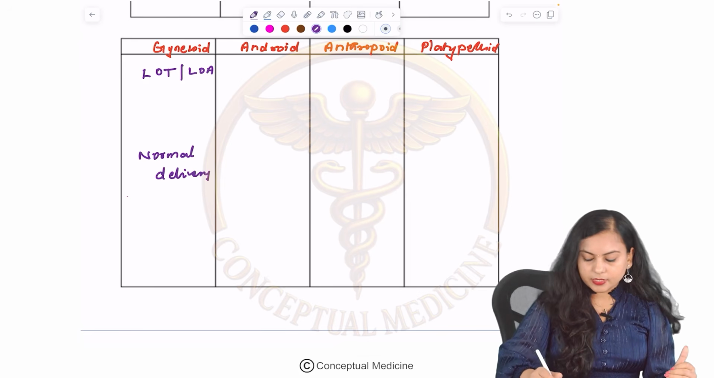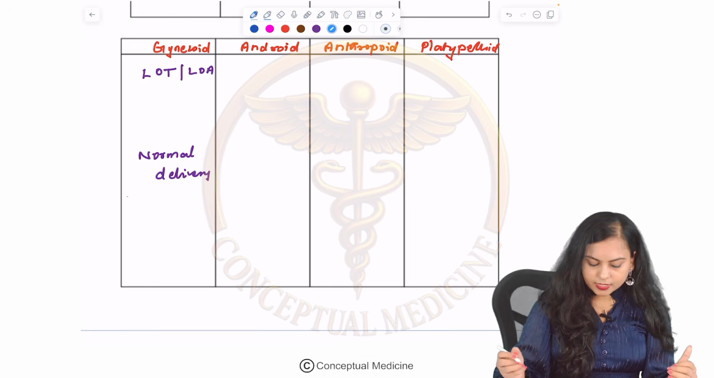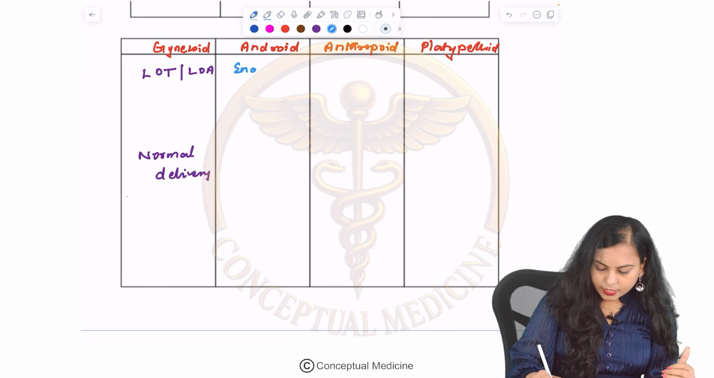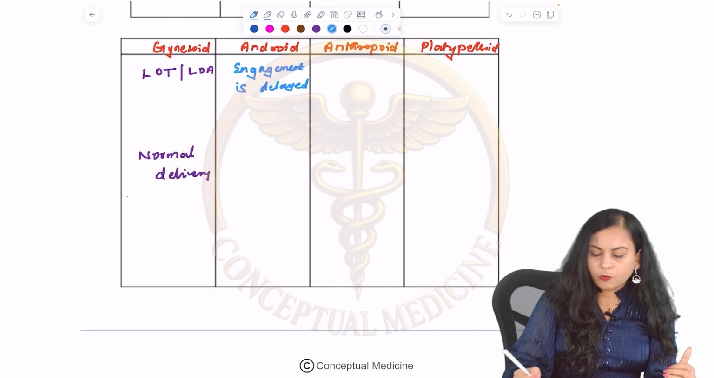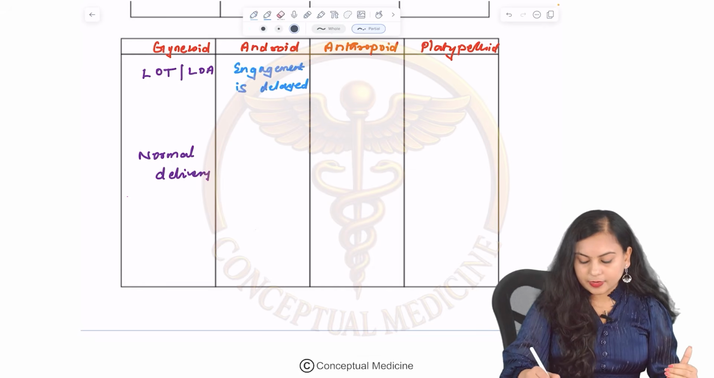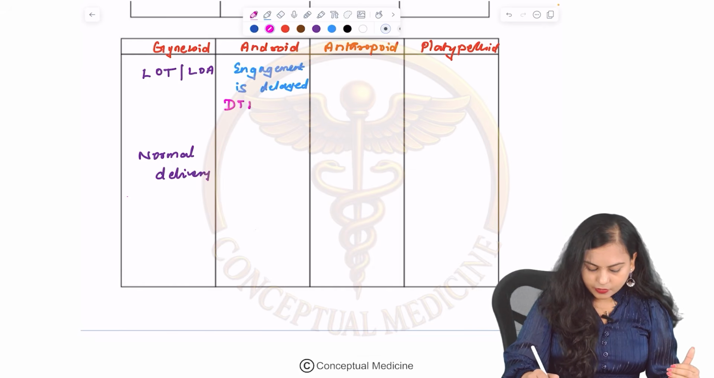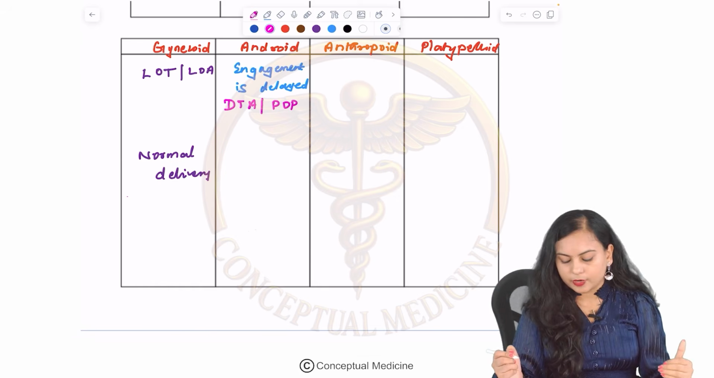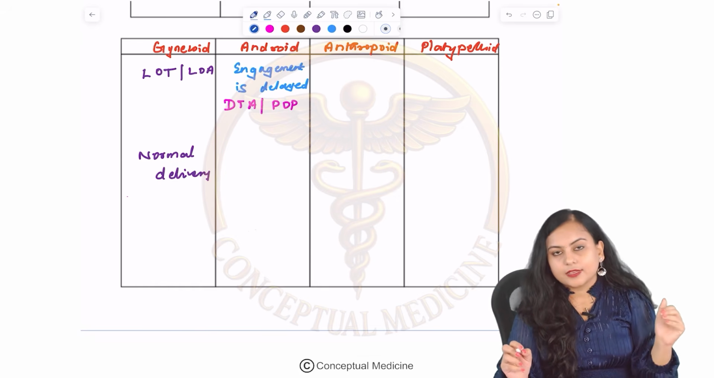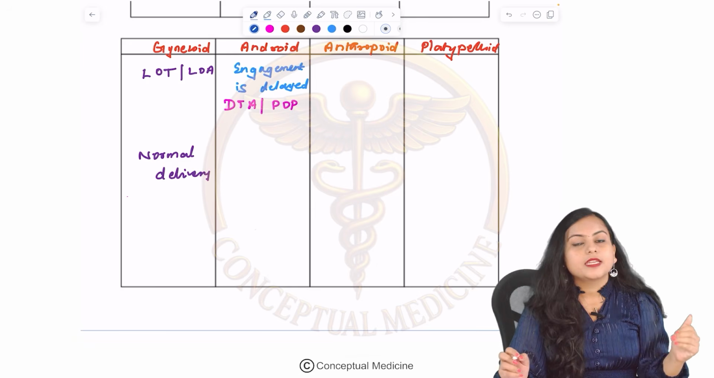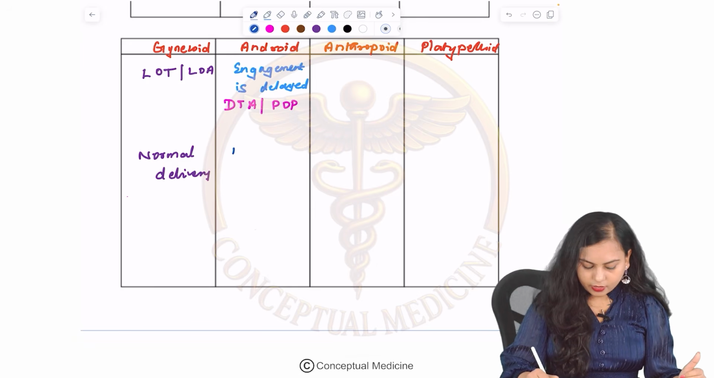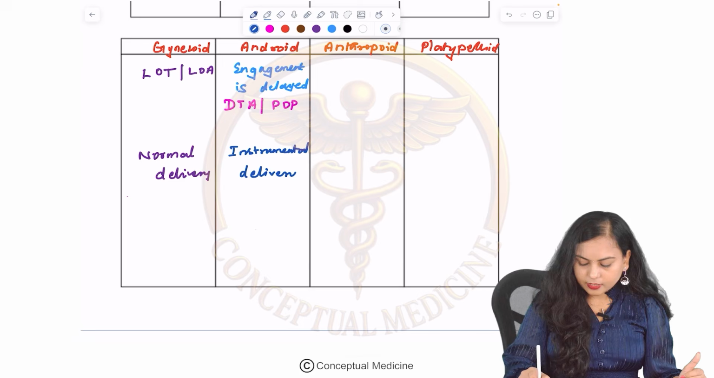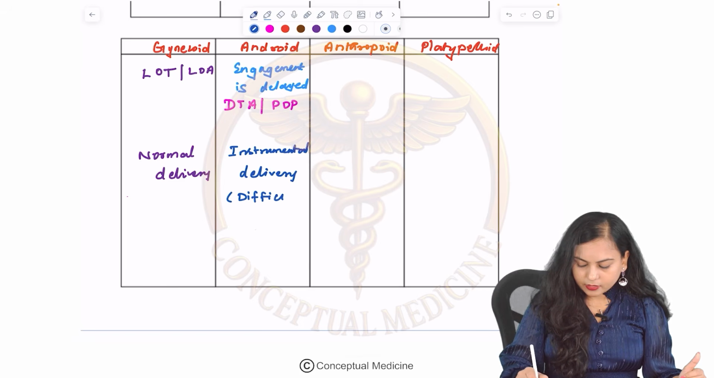And in android pelvis, engagement will be delayed, and what happens is there are chances of deep transverse arrest, or there are chances of persistent occipito-posterior position in case of android pelvis. But yes, normal delivery is possible, but with difficulty, you may need instrumental delivery also, right. So, there are chances of instrumental delivery, but it can be difficult also.